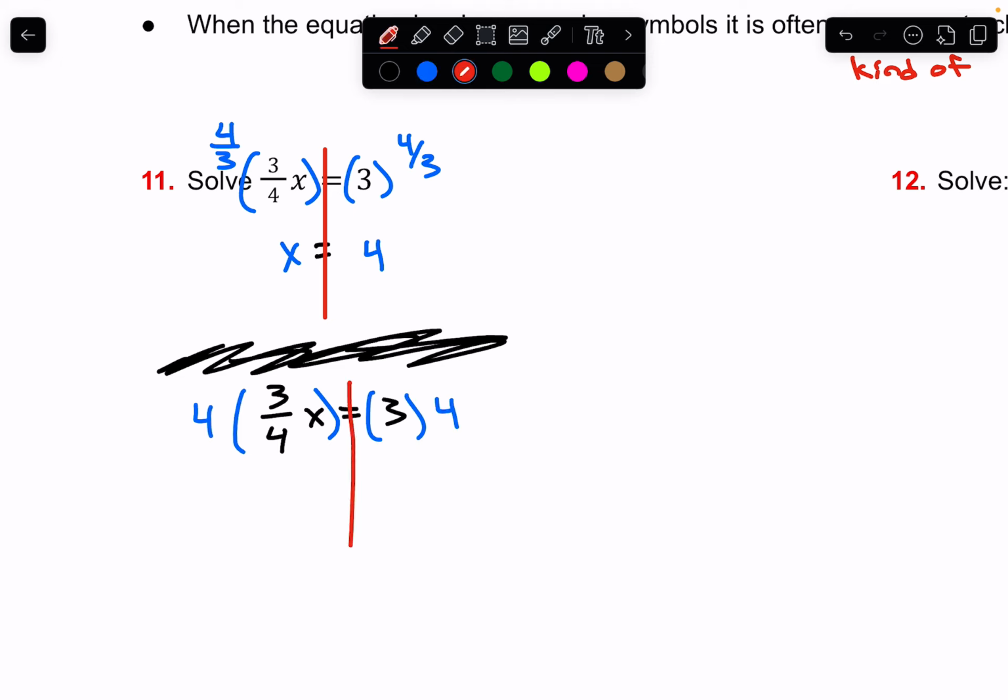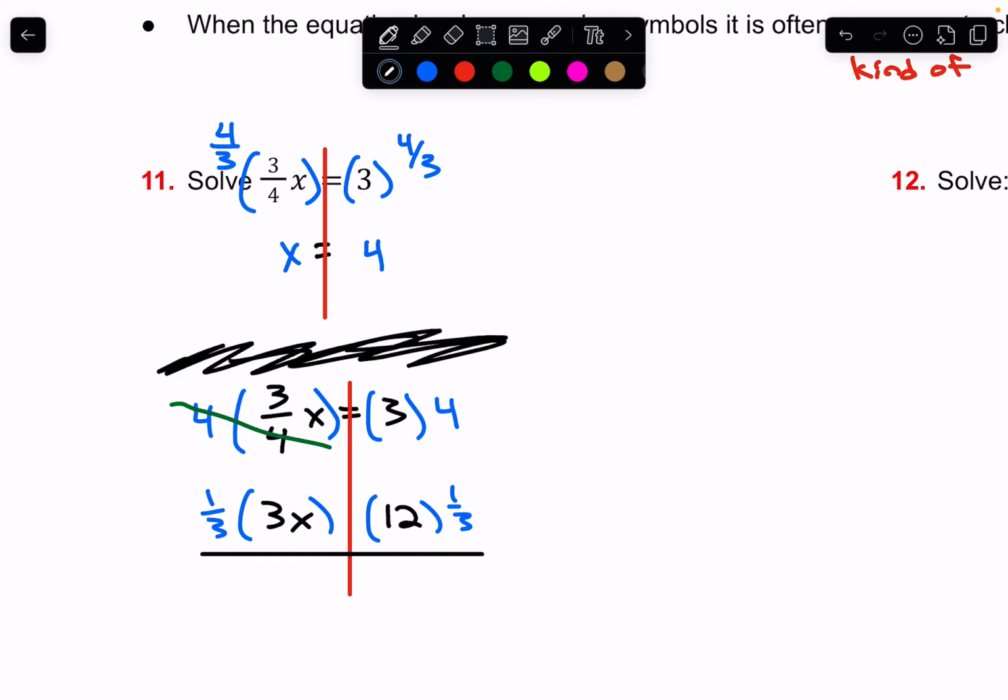Okay, when I do that, on the left side, those 4's are going to cancel. One's on top, one's on bottom. So I get 3x. And on the right side, I get 12. And now that I have 3x equals 12, I could divide both sides by 3 or multiply both sides by 1/3. And this will get me to the same place I would have been anyway, which is that x is equal to 4.